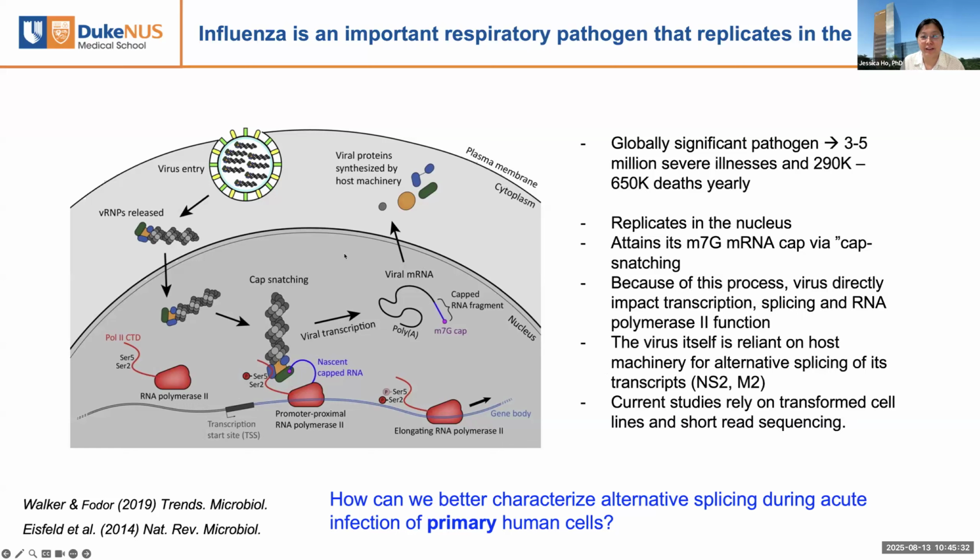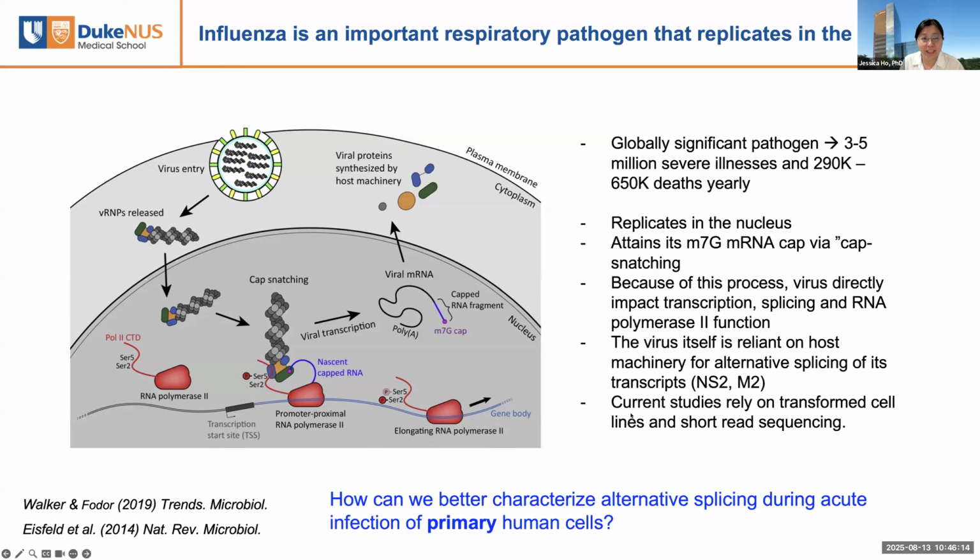And because of this cap snatching function, influenza viral proteins have to interact very closely with the host RNA polymerase II. In doing so, it completely disrupts the way the host polymerase initiates, elongates, and terminates on the chromatin. In addition, this is going to lead to alternative splicing changes. Another aspect is that the virus itself also requires host machinery for alternative splicing of its transcripts NS2 and M2. So we were interested in understanding how influenza impacts alternative splicing in the host cell.